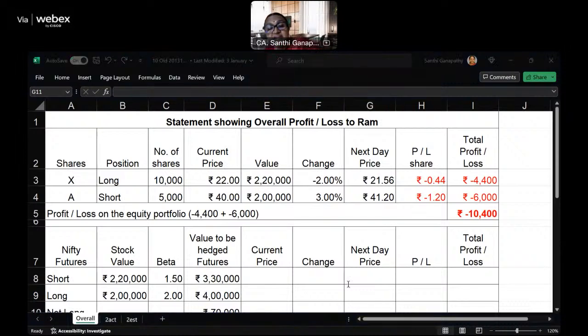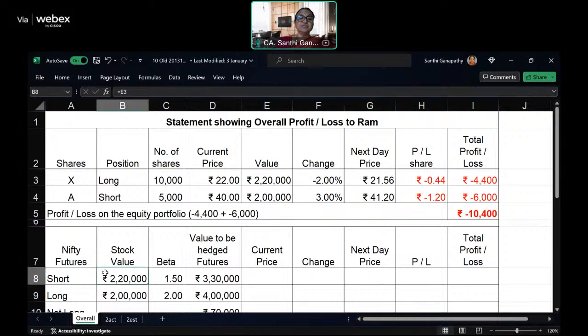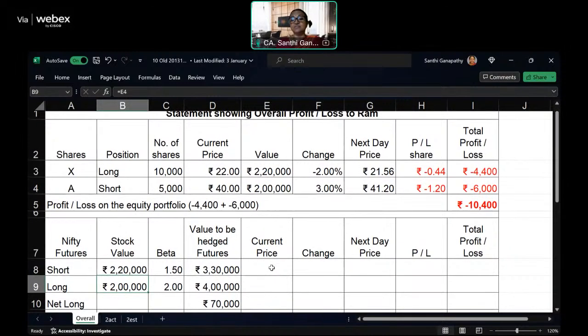He obtains a complete hedge by Nifty futures at 1,000 each. So what should be done for complete hedge? Here you have a long position, therefore here you have to have a short position. Here you have a short position, therefore here you need to have a long position. This is the value of the stock. Multiply with beta, and that tells you the value to be hedged. You have to go short by 3,30,000 and long by 4,00,000, which means net long by 70,000.